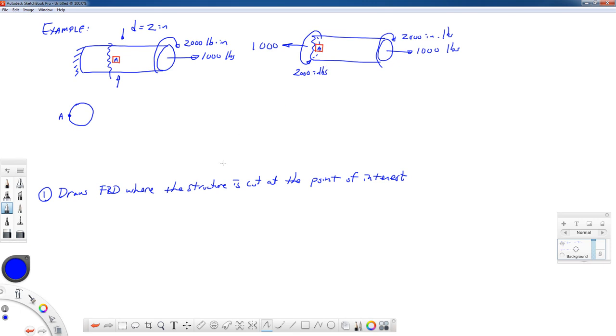Okay. The next thing we want to do is we want to look at this particular spot. Let's draw that here. That's the place where we want to calculate the stresses at. And we want to see how each of those reactions contributes to the stress state at that point.